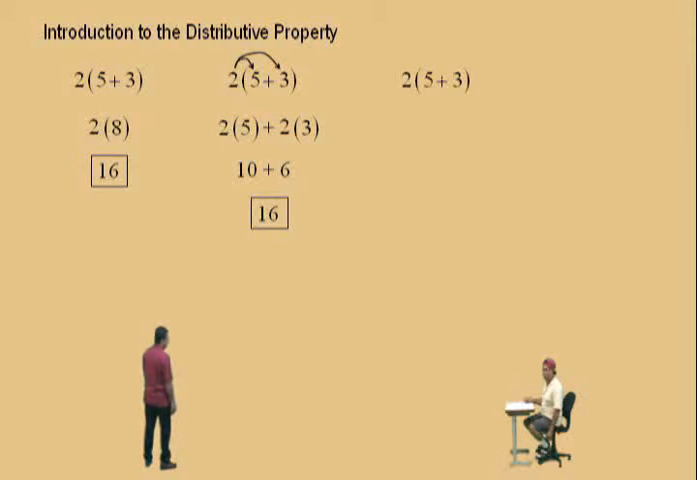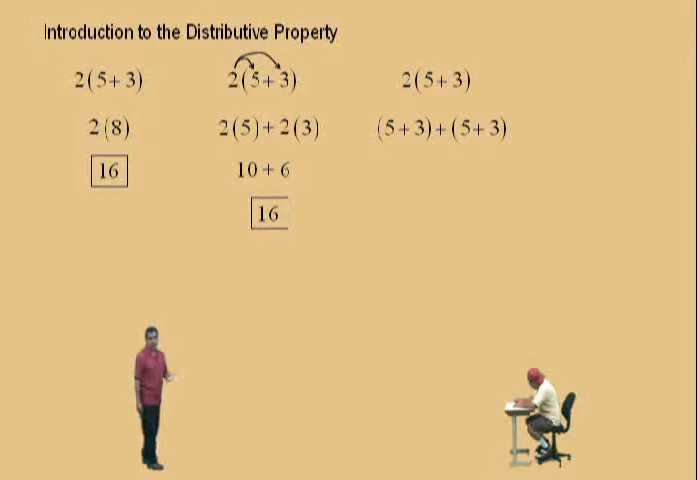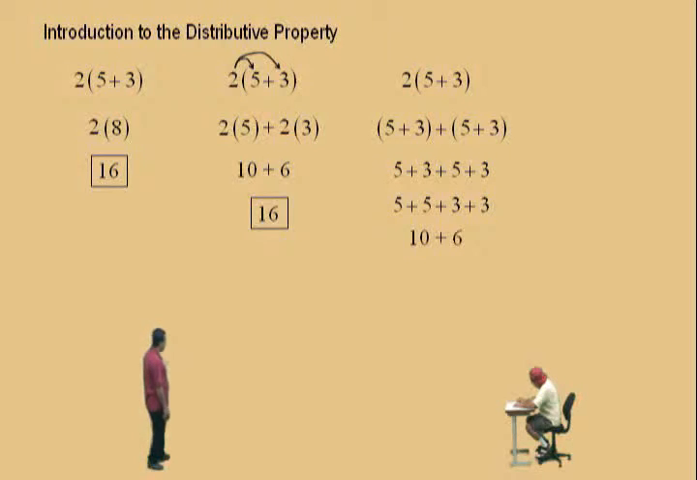Now, same problem, Charlie: 2 times (5 plus 3). Somebody mentioned this technique to me, so I'm going to go ahead and show it. 2 times (5 plus 3) basically means you have two 5 plus 3's being added together. And 5 plus 3 plus 5 plus 3, you can add in any order you want. We can just reorder it as 5 plus 5 plus 3 plus 3, which is 10 plus 6, which is, again, 16. It's another way of looking at 2 times (5 plus 3).